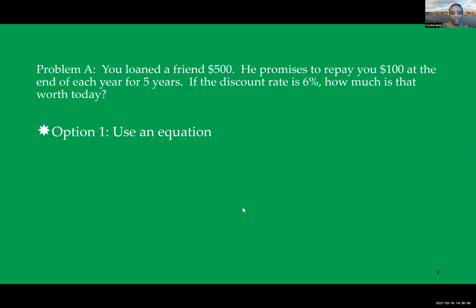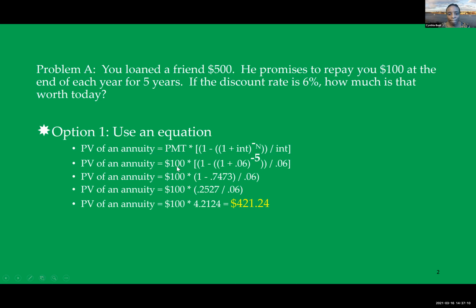All right, so let's look at the equation for finding the present value of an ordinary annuity. This is the equation. And it looks a little complicated, but it's actually not bad. I tell people it's really just straight up algebra. So what we want to do is just fill in what we know. The PMT is the payment amount. That's the $100. That's what he's repaying you every year. INT is the interest rate. You'll also see this abbreviated as I on your calculators. In this problem, I called it the discount rate.